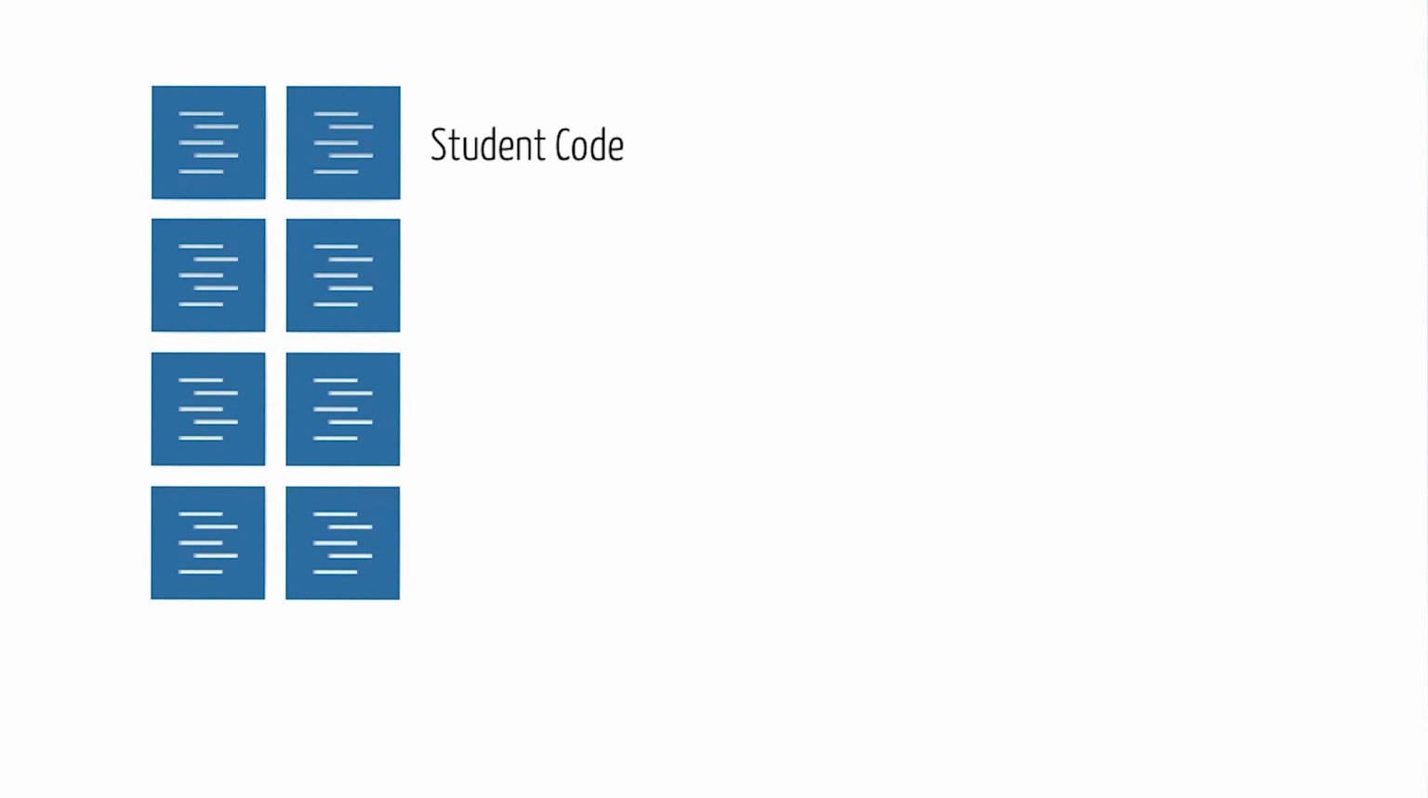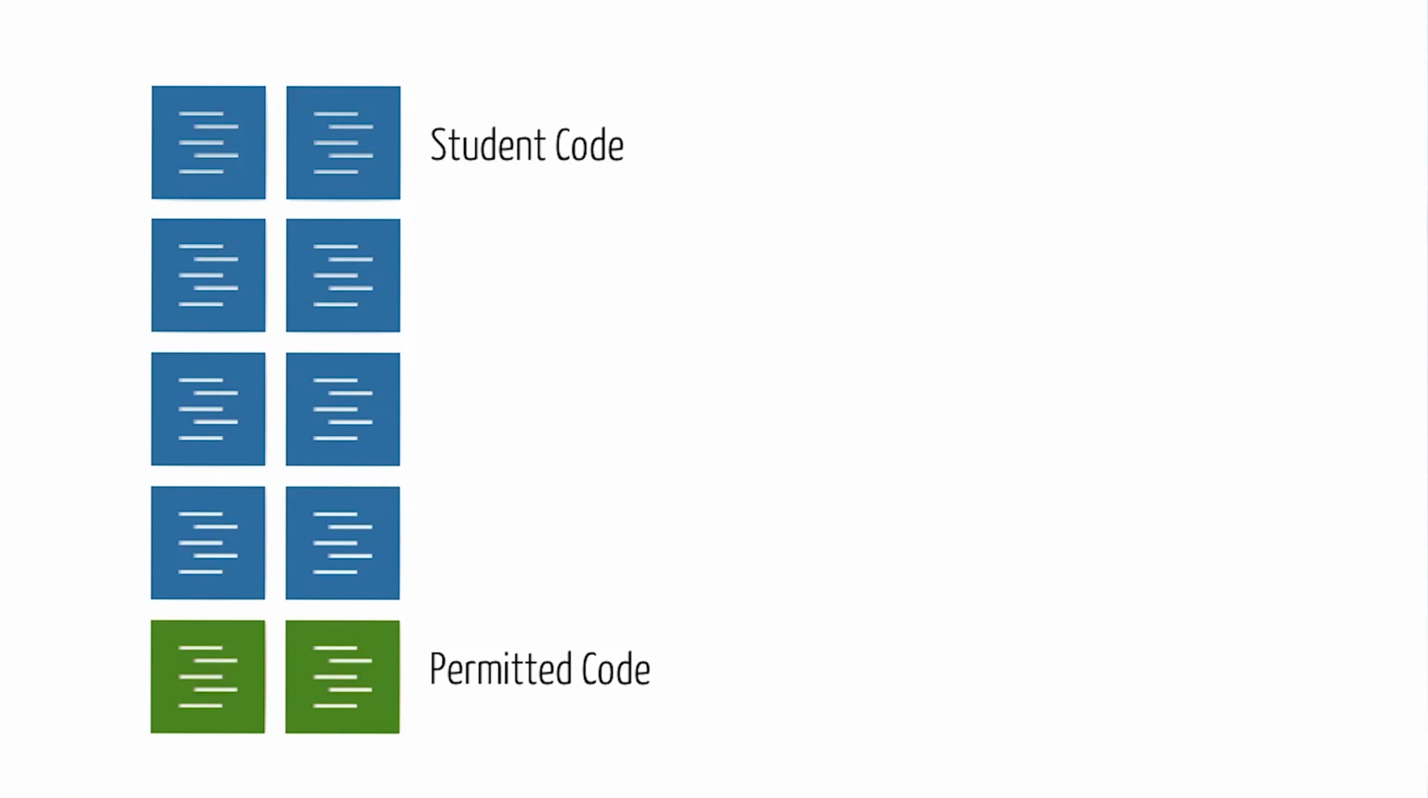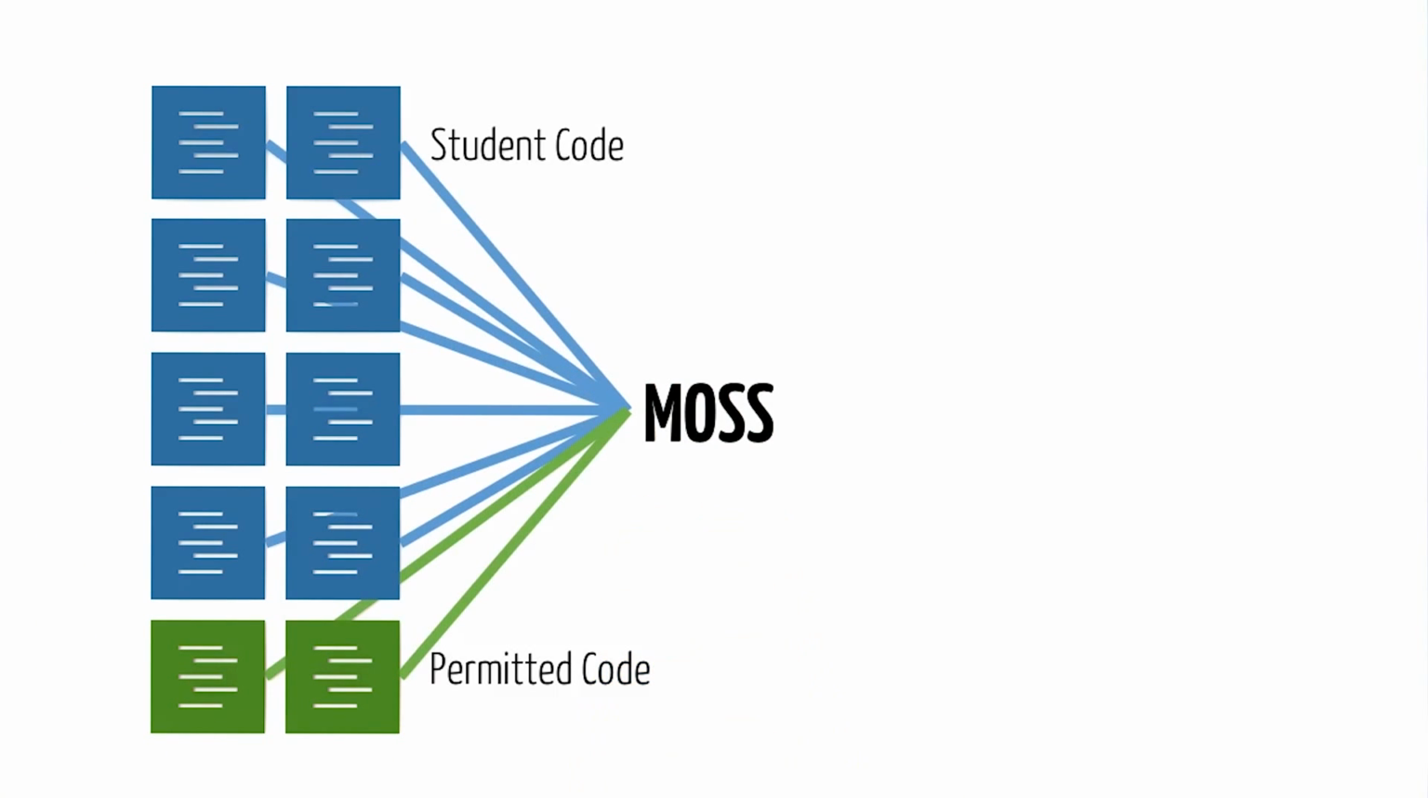In the past, we've used a system called MOSS, for Measure of Software Similarity, from Stanford. MOSS works like this. You have a set of student code files. You might also have some permitted code, like some boilerplate code or some utility methods that you would expect to be in some student's code. And you feed that all into MOSS.